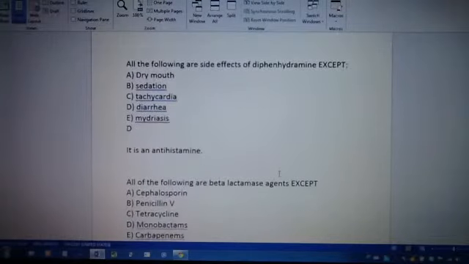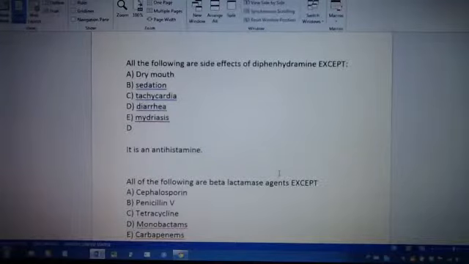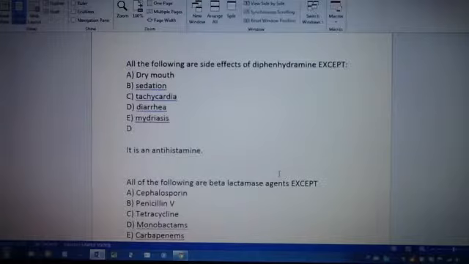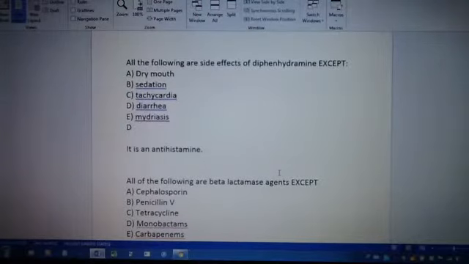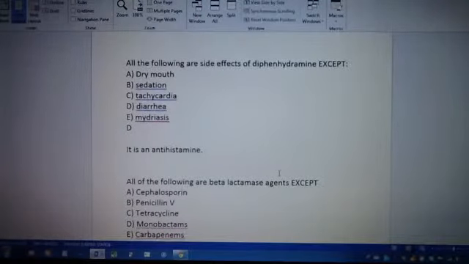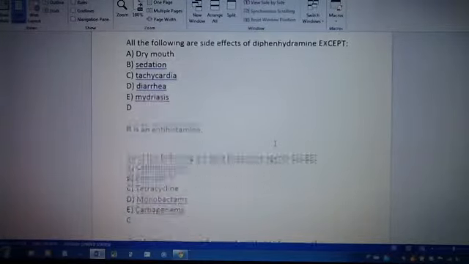Next, all the following are side effects of diphenhydramine except. So this is an antihistamine. A, dry mouth. B, sedation. C, tachycardia. D, diarrhea. E, mydriasis. Remember mydriasis and miosis? Mydriasis is the sympathetic effect, and miosis is the parasympathetic effect. With mydriasis, you would be dilating, and with miosis, the pupil would be getting smaller. The answer here is D, diarrhea. There is no diarrhea as a side effect of antihistamines. Okay, I'm getting silly here.